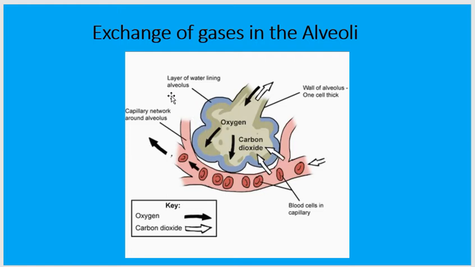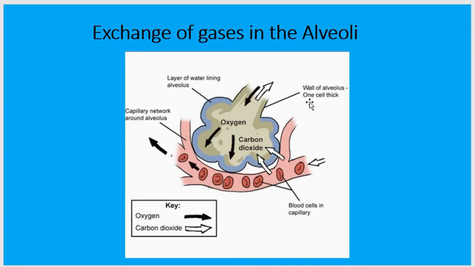You can see over here the layer of water lining the alveolus. This is the layer of water which is lying around the alveolus. Then the capillary network around the alveolus. This is the capillary network which I have shown you in the previous picture.